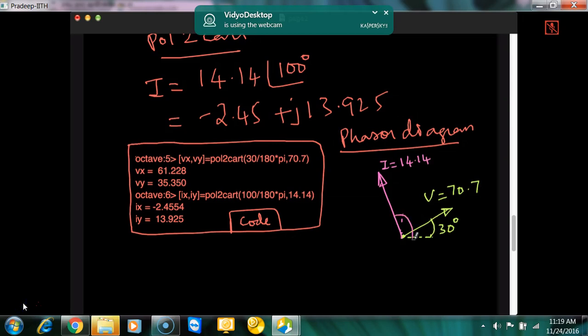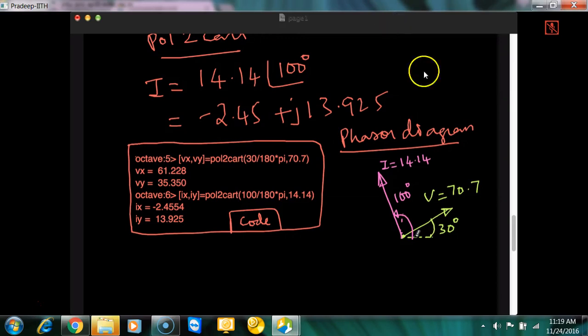And this angle is 100 degrees. And the angle between V and I is 70 degrees as we have calculated already. So this is the phasor diagram. With this I have completed the first question. So maybe I'll wait for a while. If you have any doubts about this question, you can ask. Anybody having a doubt, please ask.